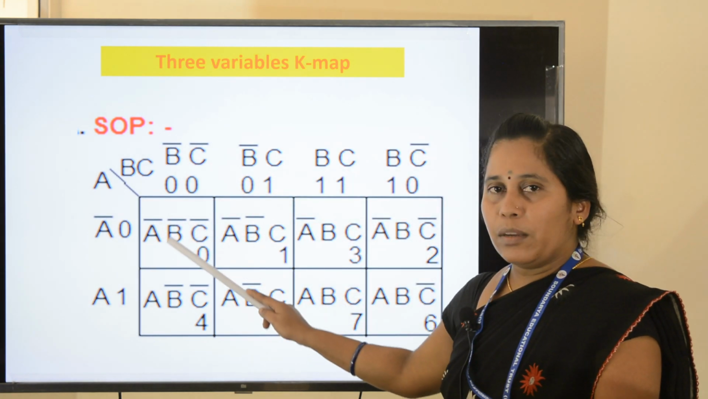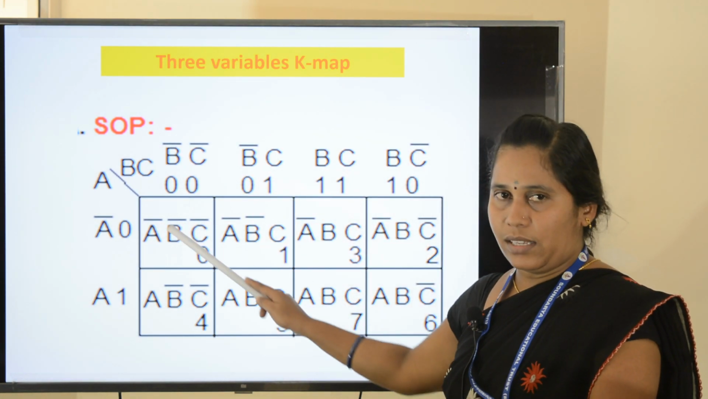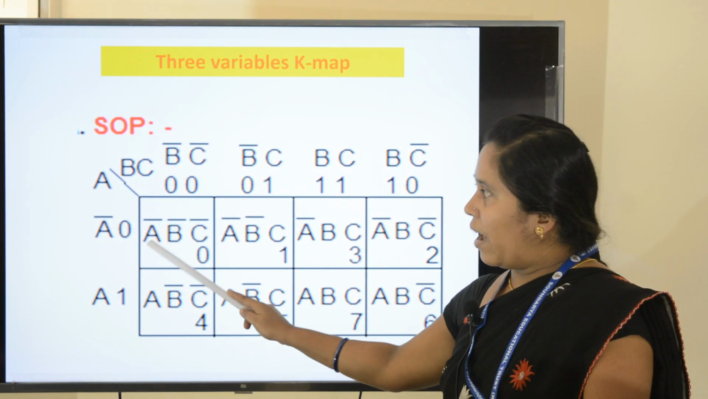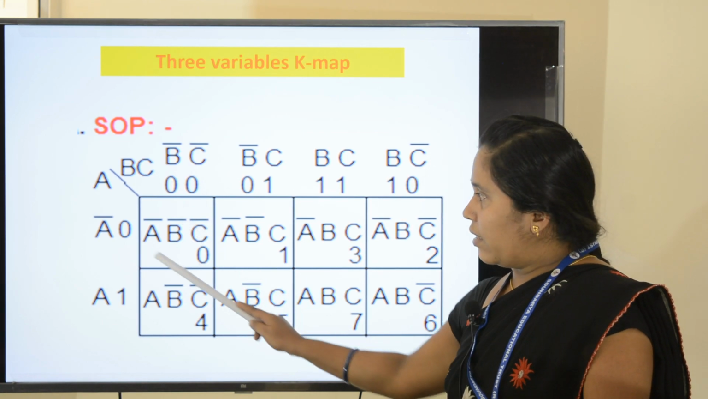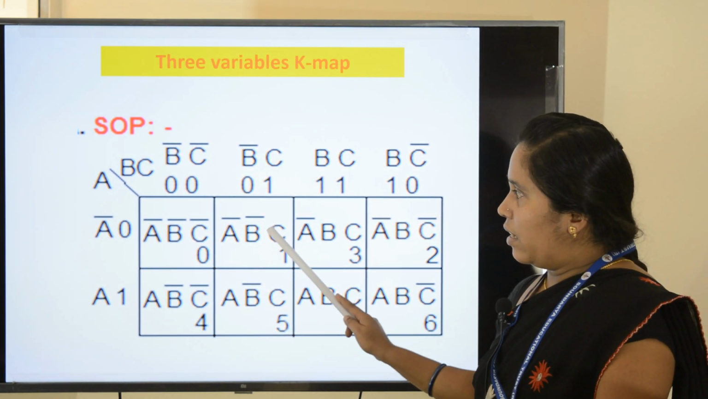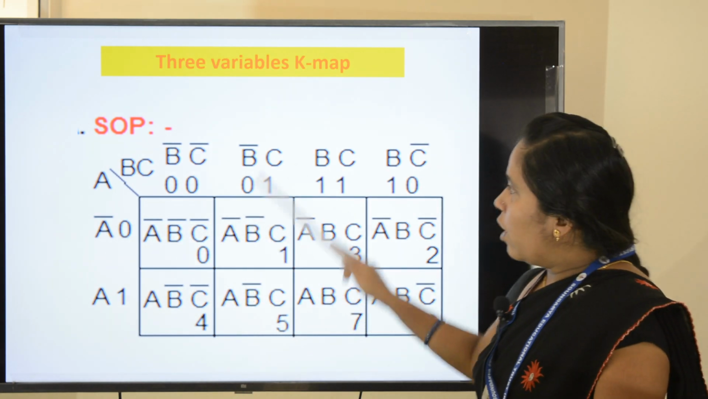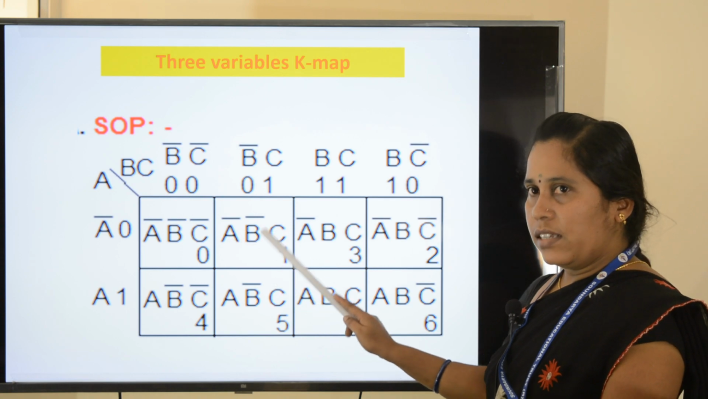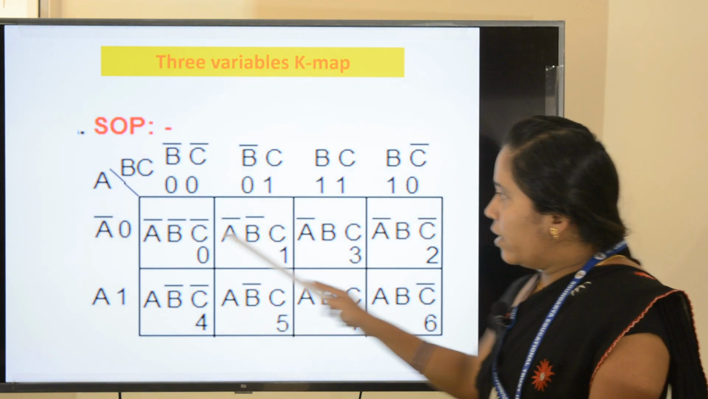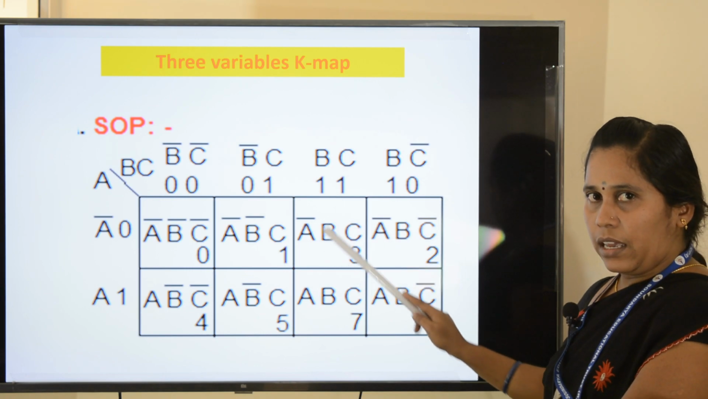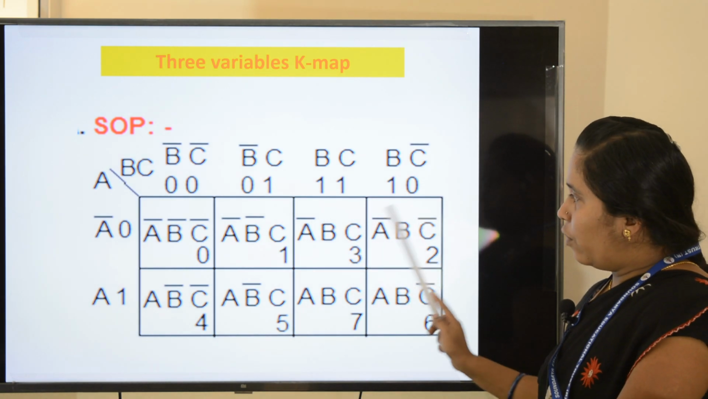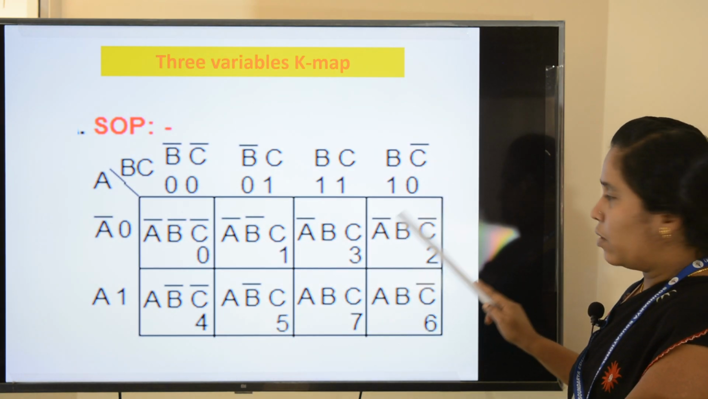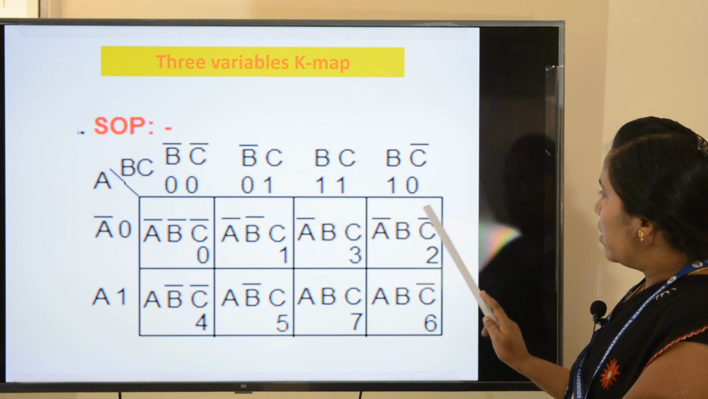In the first row, the minterm representation of the first cell is A bar into B bar into C bar, which is nothing but 0. The second cell: row is A bar, column is B bar into C, so the cell is A bar B bar C. The third one: row is A bar, column is BC, A bar into B into C. The fourth cell: row is A bar, column is B into C bar, so the minterm is A bar B C bar.